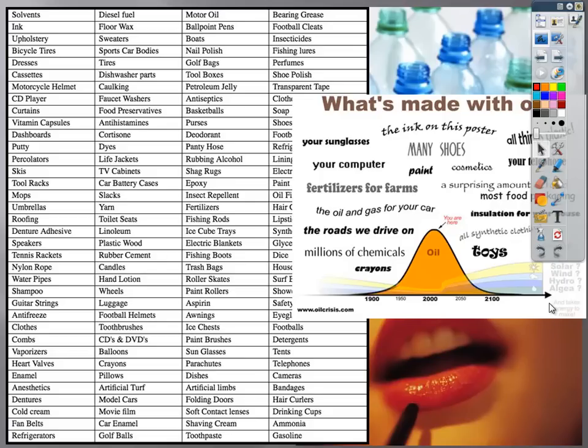And if you want, you can pause the lecture and take a look at some of these, but you'll be amazed at the number of different products that we have that are actually oil products, including things like makeup and crayons and almost everything that we use in our society today.